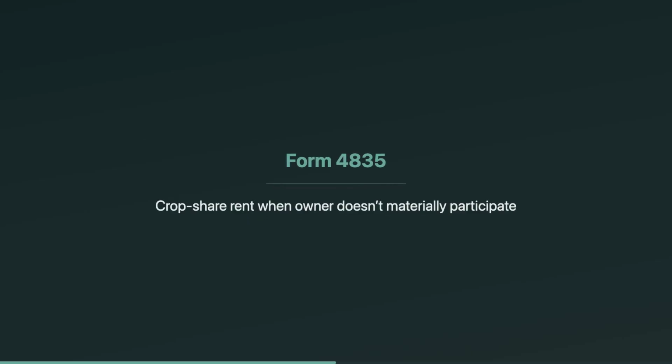Crop share rent is different. Here, the tenant pays you a percentage of the crops or the crop proceeds instead of cash rent. If you're the landowner and you do not materially participate in the farming operation, you usually report that crop share rental income on Form 4835. It's still treated like a rental activity, just with its own special form. The tenant farmer, meanwhile, reports their farming results on Schedule F.